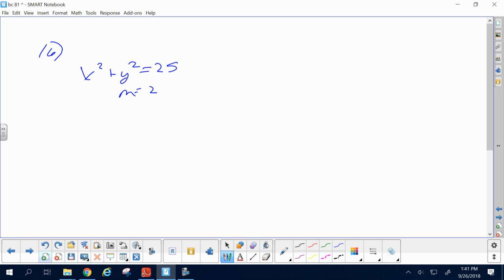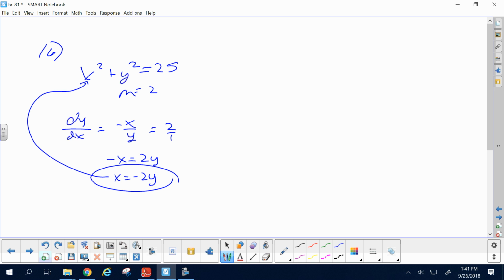All right. Did you get a derivative of negative x over y? Okay. Slope is 2. Could be at two places. Negative x equals 2y, or x equals negative 2y. That has to be also on the circle itself. So you do something like negative 2y squared plus y squared equals 25. So 4y squared plus y squared is 25.